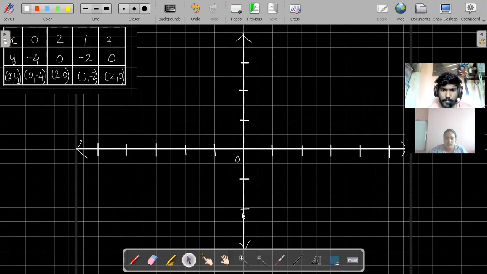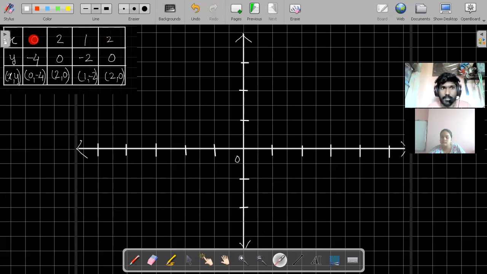I have taken 1 box as 1 centimeter. You can take 1 centimeter. Since I have taken 2 centimeters, my graph will be bigger and yours will be a little smaller. Everything will be correct, only smaller. If you want to utilize the entire graph paper, take 2 centimeters, but make sure all the points are covered.